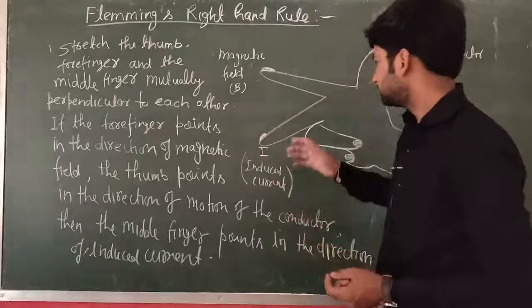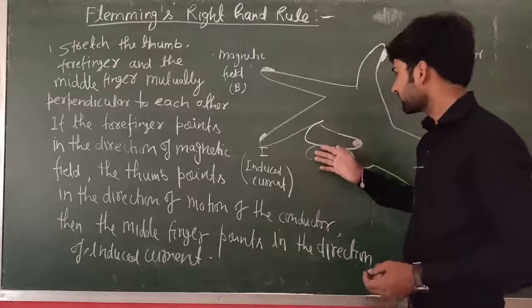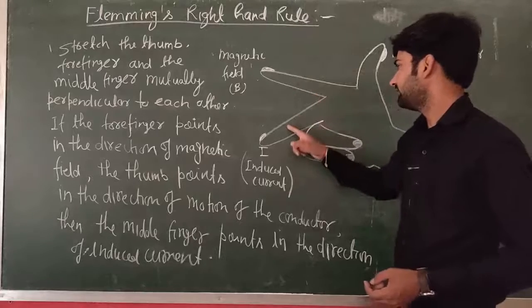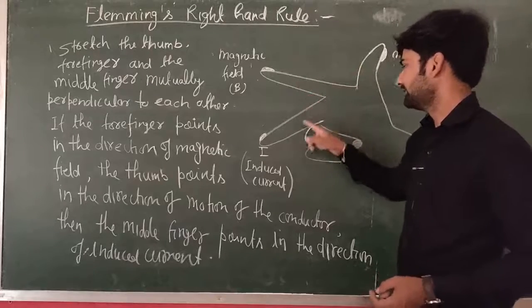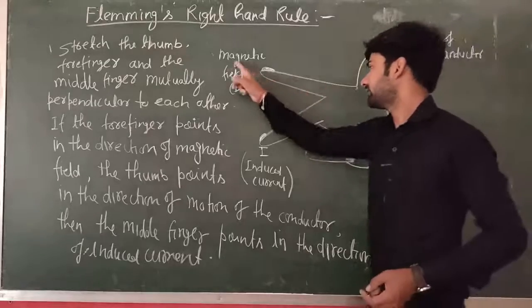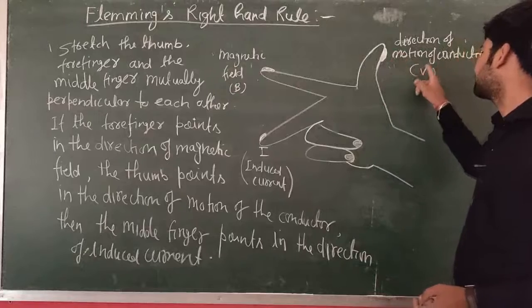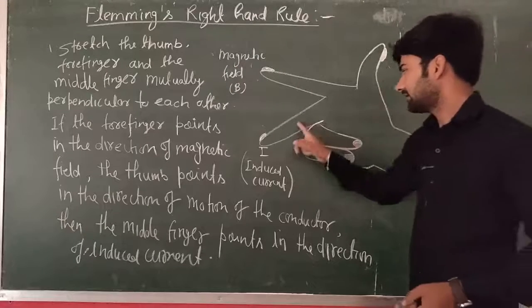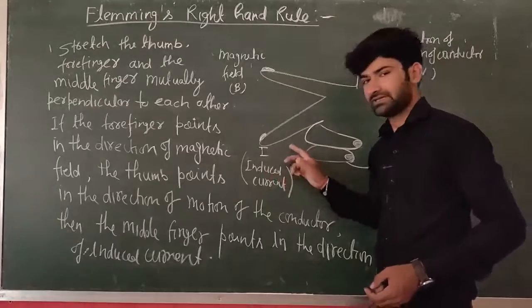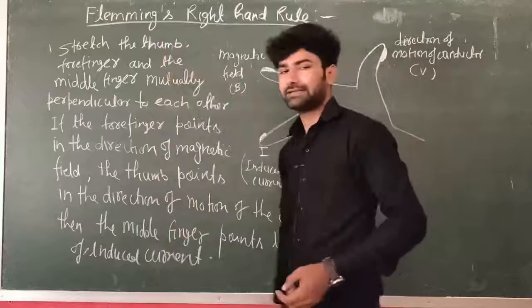Okay, this is the figure related to Fleming right hand rule. Thumb, forefinger and middle finger are mutually perpendicular to each other. Here you can see forefinger is in direction of magnetic field and this thumb is in direction of motion of conductor, then this middle finger will show the direction of induced current. This is the definition related to Fleming right hand rule.